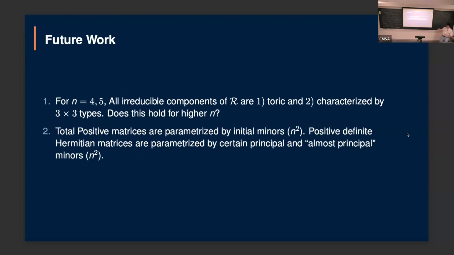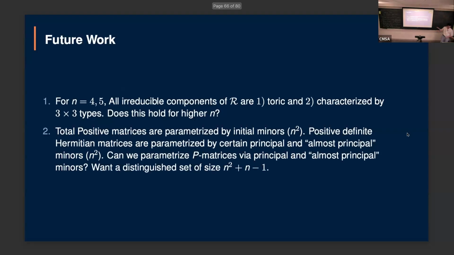And then I'm wondering also if I can parameterize these things in a way similar to known parameterizations of totally positive matrices by initial minors, or positive definite Hermitian matrices, which Rick Kenyon and Robin Pimentel have a really nice paper about, parameterizing positive definite Hermitian matrices, among other classes, with principal and so-called almost principal minors.